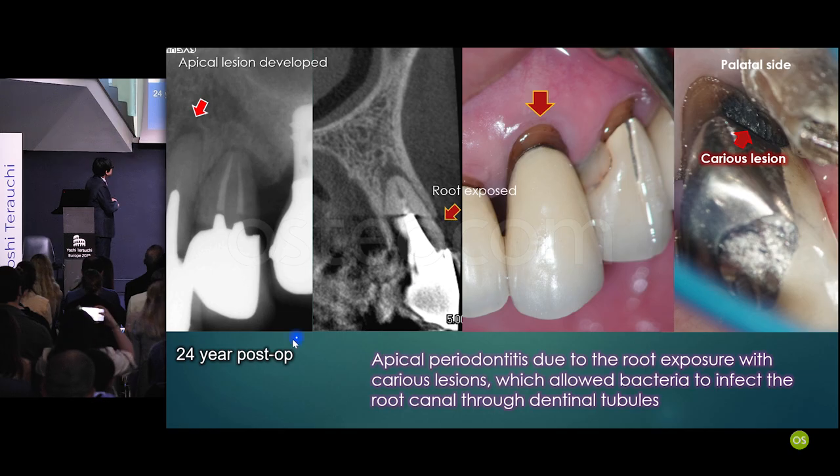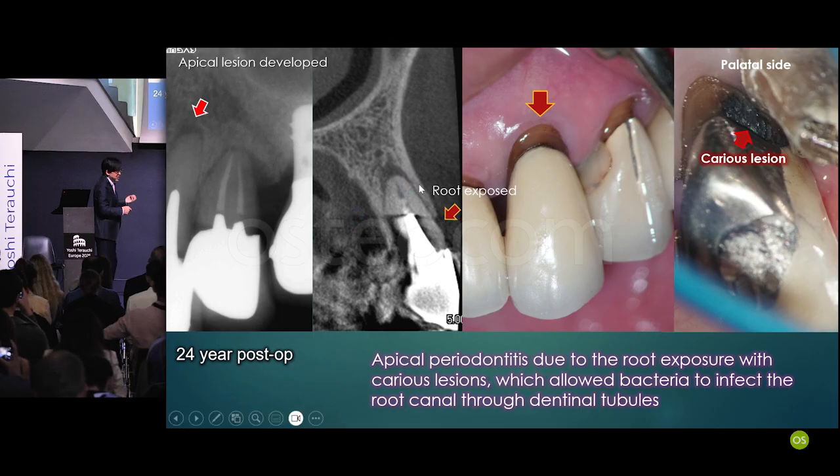However, this is 24 years post-op. The patient was stressed. She started bruxism. She started clenching, grinding. Then the root was exposed. Once the root was exposed, more bacteria came into the root through the dentinal tubules. Then I had a problem. You see the lesion getting bigger. You see the patient developed a lesion. Look at the root completely exposed 20 years after my retreatment.